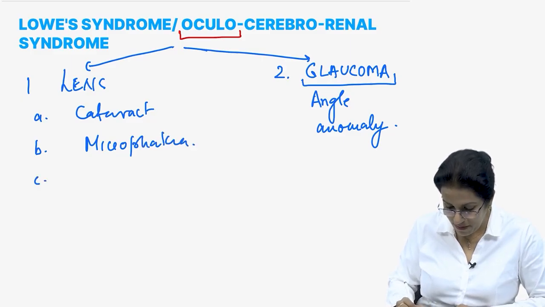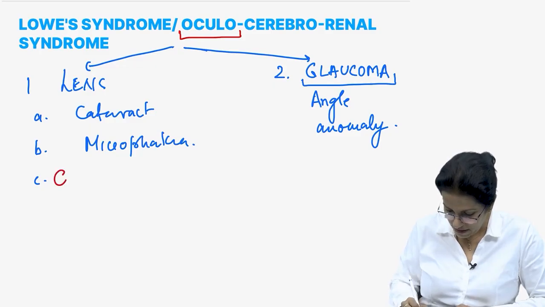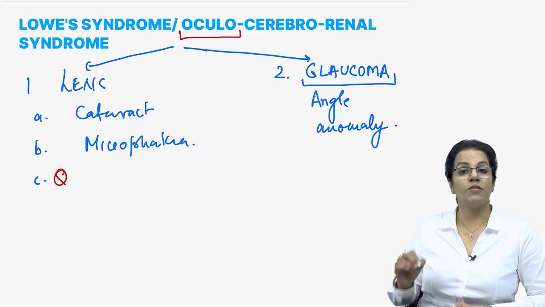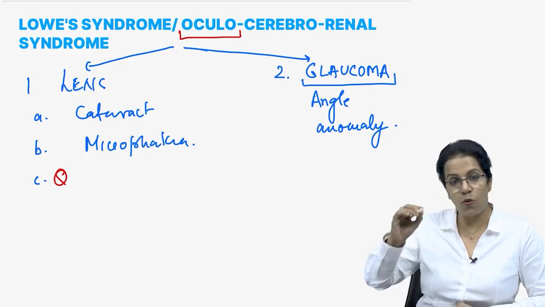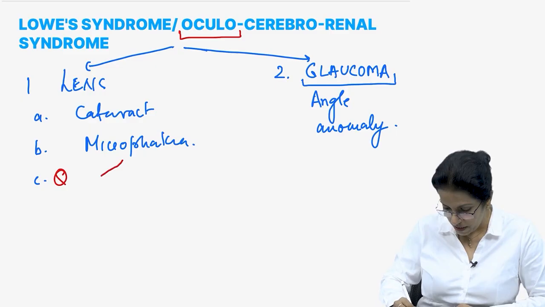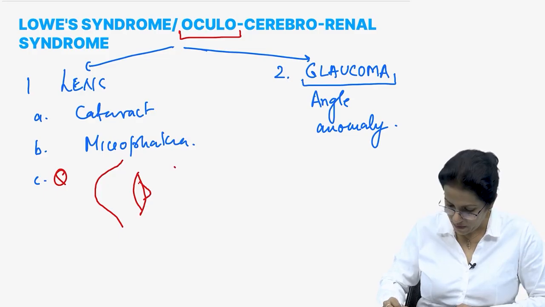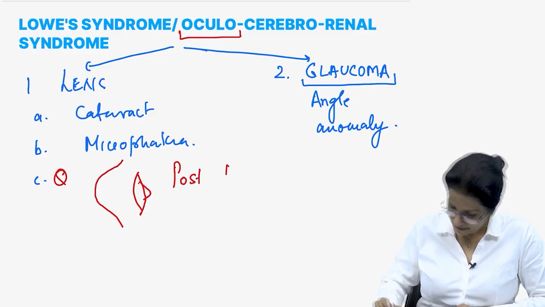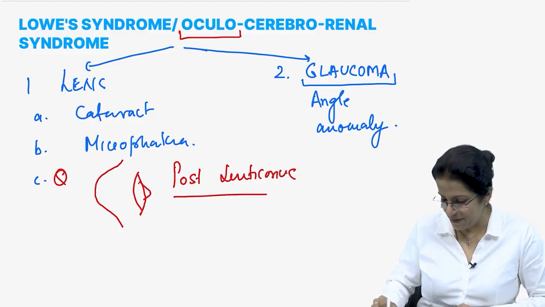And third, very, very important, asked in the exam, let's make a cue first. We are talking about posterior lenticonus. When there is a conical protrusion, but it is posterior. If this is the eye, this is the lens, we are saying posterior lenticonus. Okay? Please make the diagram. Is a feature of Lowe syndrome.